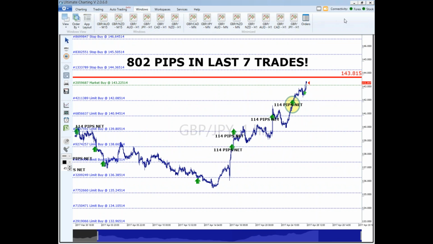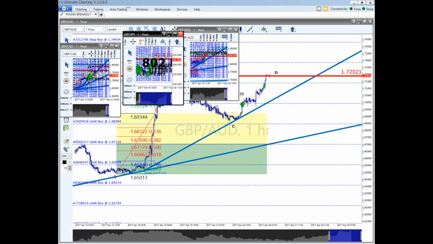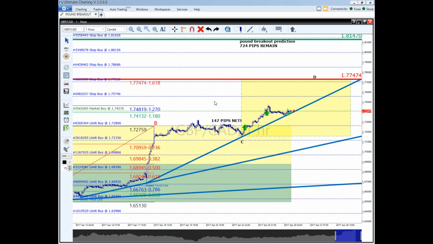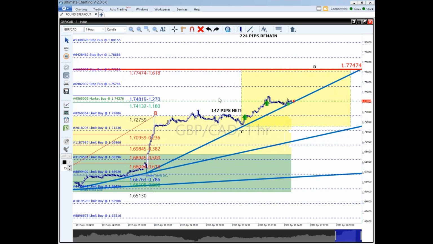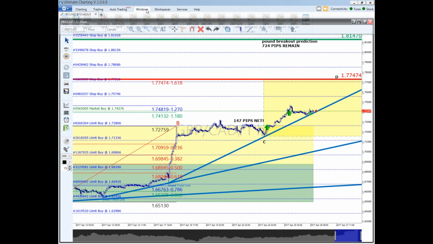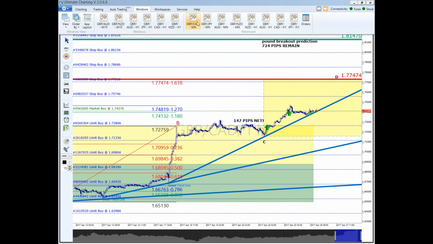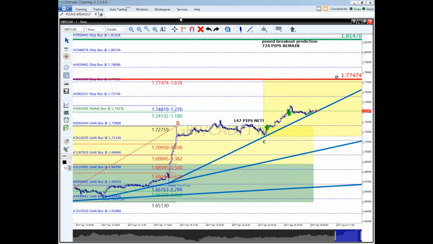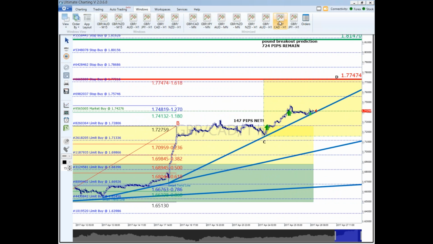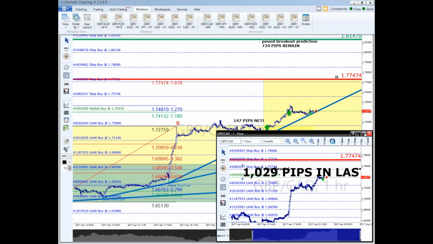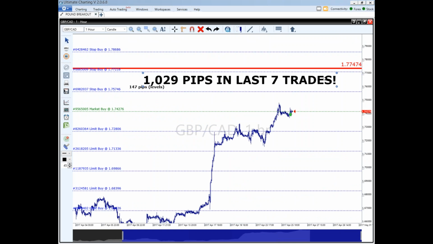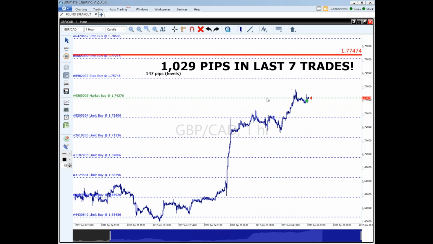You can also see how this market, and again, we'll get into greater detail as we go through this, but as you can see, this is the wrong one. It's the same chart, but it's the wrong one. This is pound Canadian, 1 hour time frame. You can see over the last 7 trades, over 1,000 pips has been capitalized on with this.